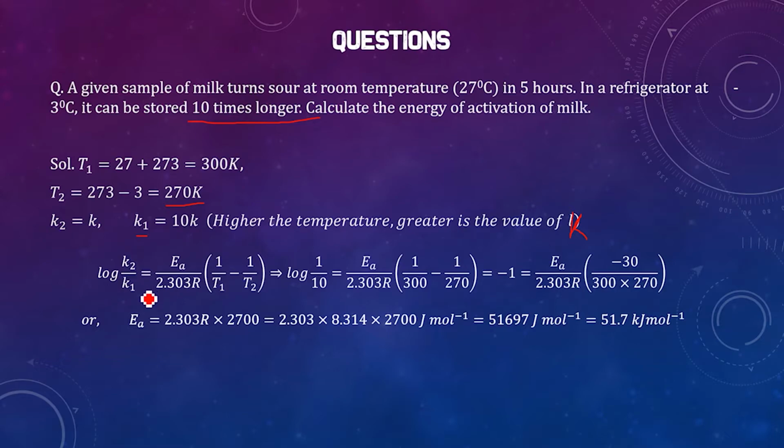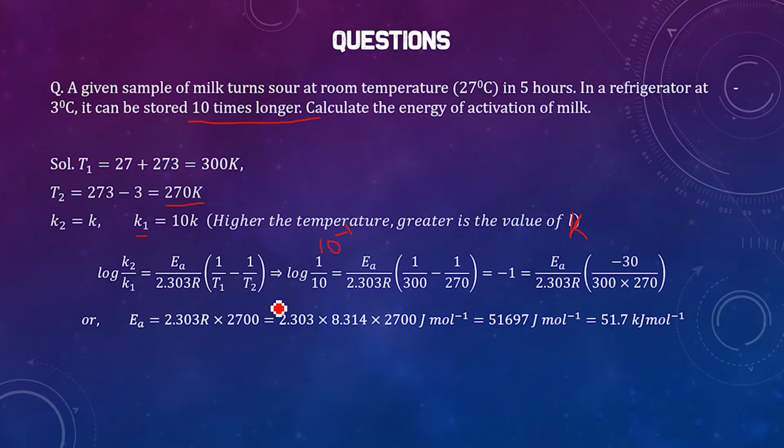Now log K2 upon K1, use this formula. Instead of K2, you can put the K value, and here 10K, so K cancels, it will be 1 upon 10, EA upon 2.303 R, 1 upon 300 minus 1 upon 270, temperature is mentioned here. So 1 by 10 is the value; you can write it as 10 to the power minus 1, and we know that log m power n will be equal to n log m.